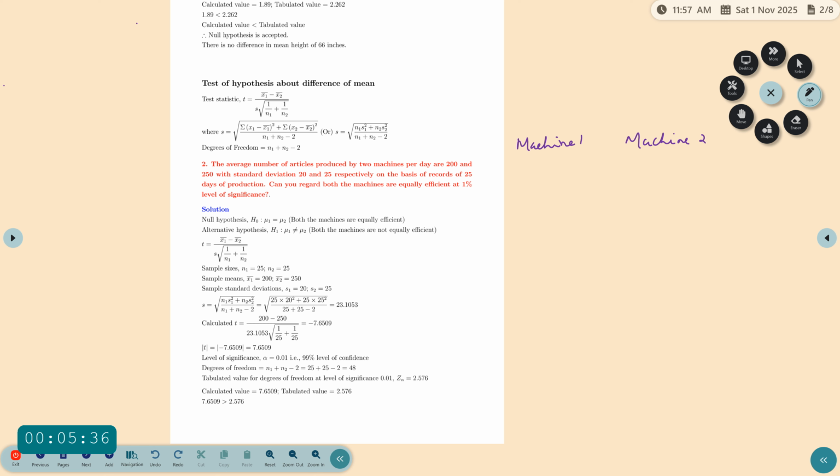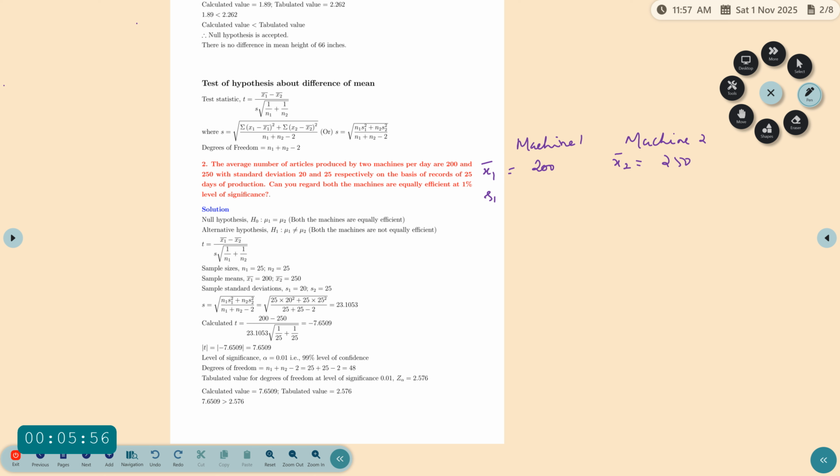Machine 2. So in machine 1, x1 bar, what is the average mean? Mean is given as 200. So for machine 2, 250. And then standard deviation S1. Yes, this is x2 bar.